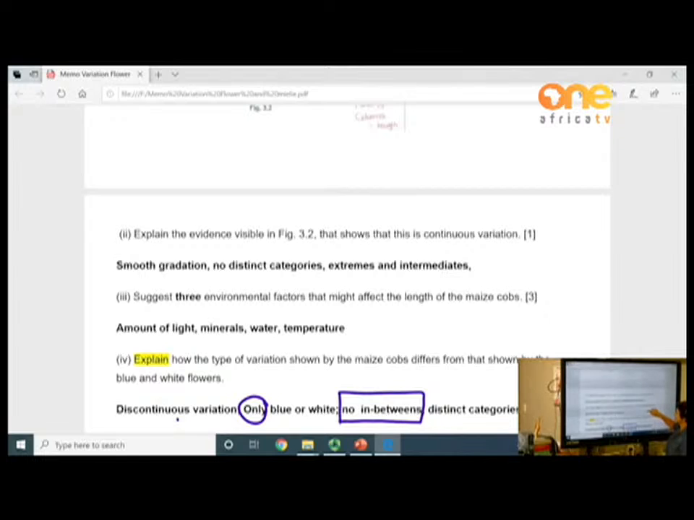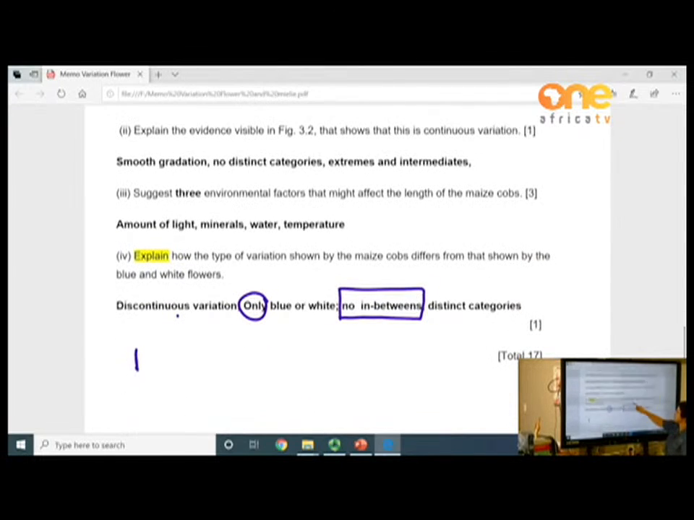Explain how the type of variation shown by the maize cobs differ from that shown by the blue and the white flowers. They were discontinuous variation. You have to mention the name, describe it, or use the name to refer to it. And then we describe what do we mean with discontinuous. There's only blue or only white. No in-betweens, no intermediates. There's distinct categories. So I hope you got that answer.